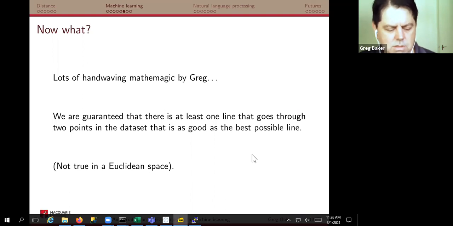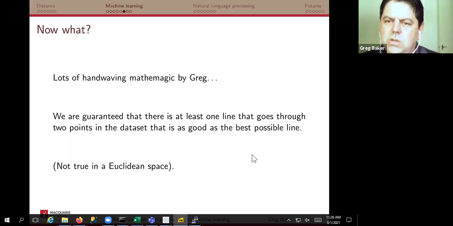I'm going to skip over the boring hand-wavy mathematics, but you can prove with a bit of fiddling that in a p-adic space, if there is a best possible line, or a set of best possible lines that have the same goodness value, then you're guaranteed that at least one of those will pass through 2 points in the data set.